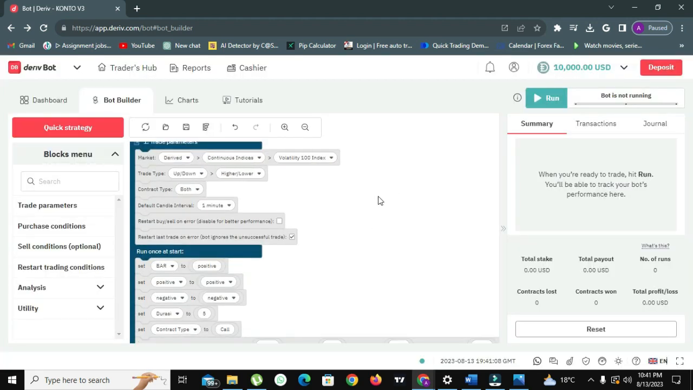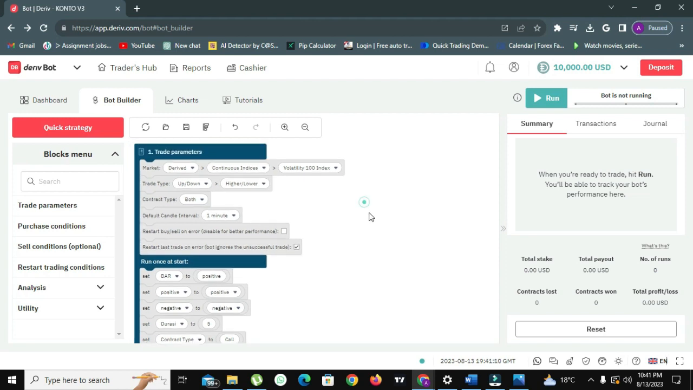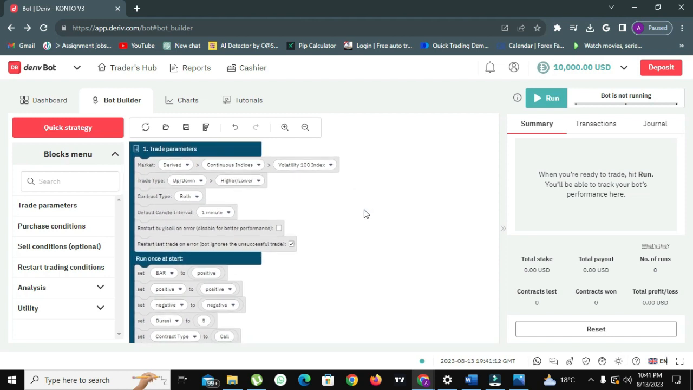One of the reasons this is my favorite bot is because most bots out there don't usually focus on analysis. So this bot is for an experienced trader. It's not for an inexperienced trader. By experienced trader, I mean someone who knows how to identify resistance and support, because this bot focuses on higher and lower.